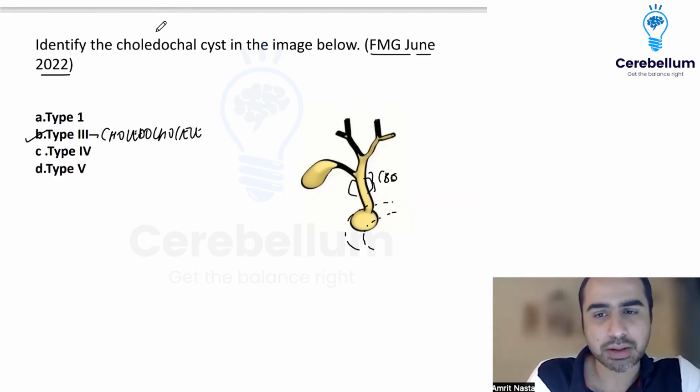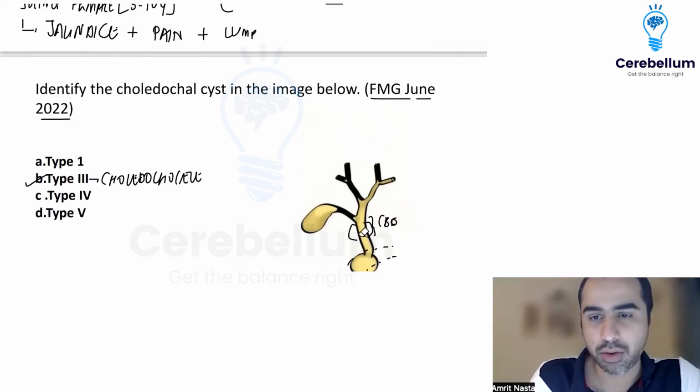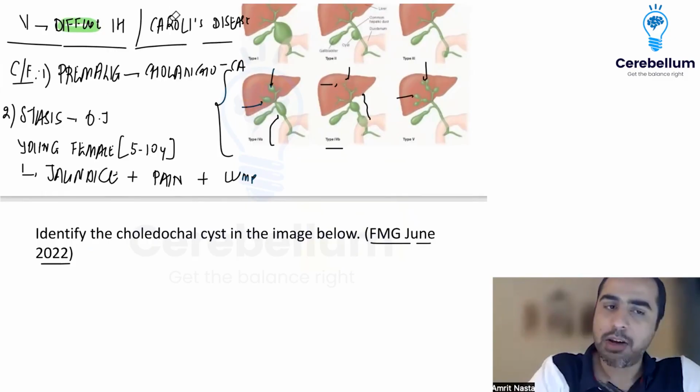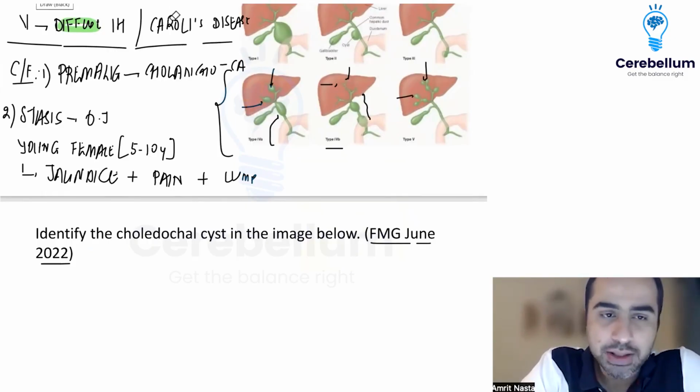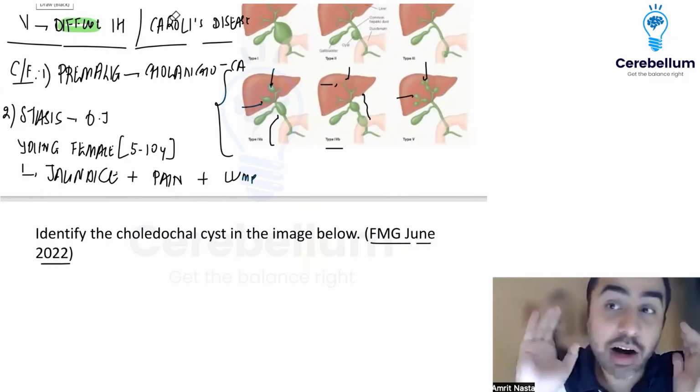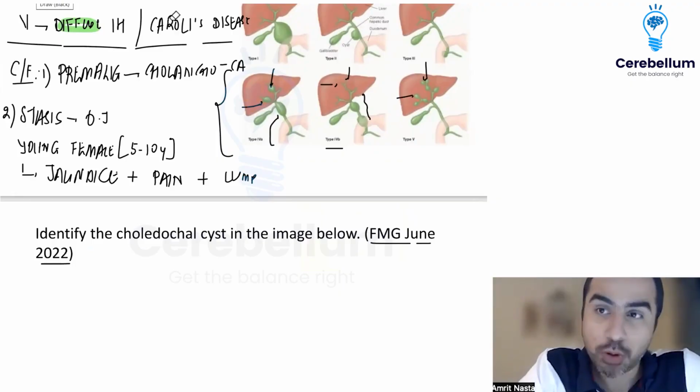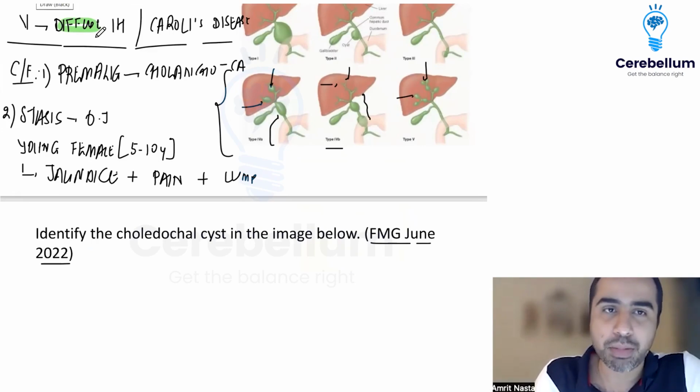Okay, choledococele. So this is the type. No, it can't be 4B. Hello, it's not diffuse, right? It's focal. First look whether it is focal or diffuse. If the patient comes with this history, what will you do first? So there is a young girl, 6-7 years old, with obstructive jaundice, with a lump. What will you do first?